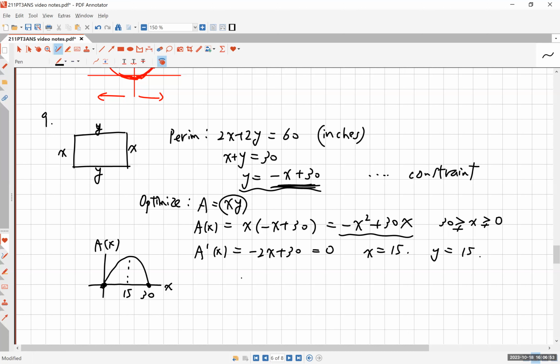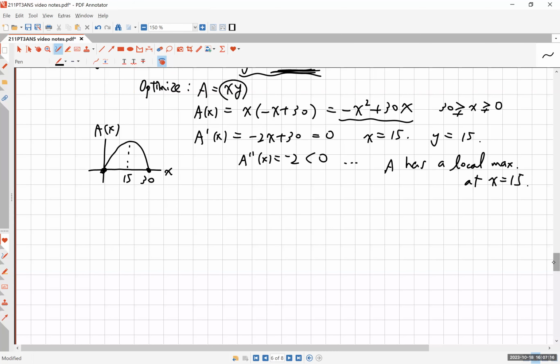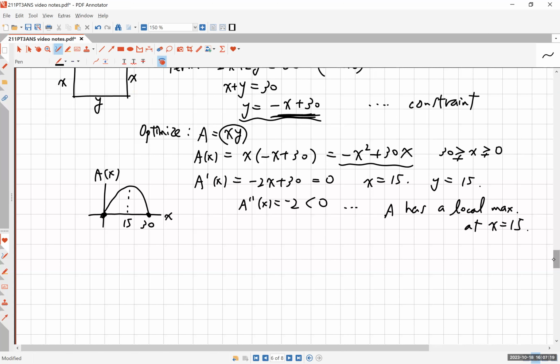And right at that point, okay, what's the second derivative? It's negative 2. And so at 15, A has a local maximum because the second derivative is negative. That's the second derivative test at x is equal to 15. Okay, and from this picture, you can see it's also an absolute maximum because the endpoints will both give the area of 0. So the maximum area is going to be 15 times 15, which is 225 square inches as desired.